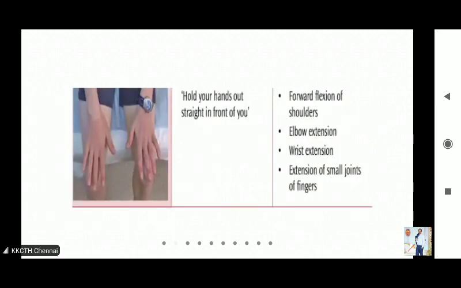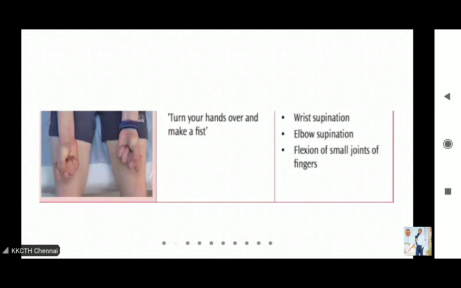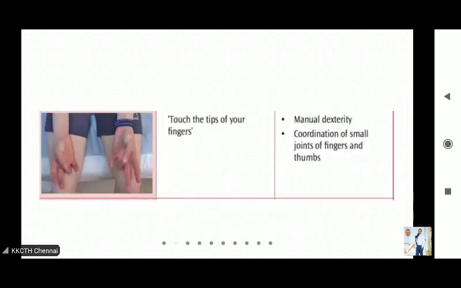Then ask the child to hold the hands out straight in front of him or her. By doing this, you're checking the forward flexion of shoulders, elbow extension, wrist extension, and extension of the small joints of the fingers. Then ask them to turn the hands over and make a fist. By doing this, you're checking the wrist supination, elbow supination, and flexion of the small joints of the fingers. Then ask them to touch the tips of the fingers. By doing this, you're checking the manual dexterity, which means the ease with which they're able to do these actions, and the coordination of the small joints of the fingers and thumbs.